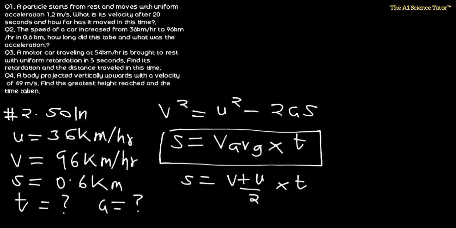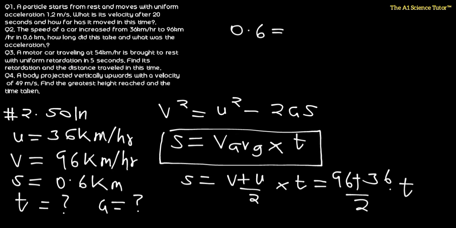So in this case, we actually just need to find the time. Now, if we find time, we could go ahead and use this formula to find the acceleration. So this actually works. But let us use this one since we have called it out. So here you have 96 plus 36, and that will be divided by 2. This should be multiplied by t. Now we know that the displacement is 0.6 kilometers, so this should be 0.6.